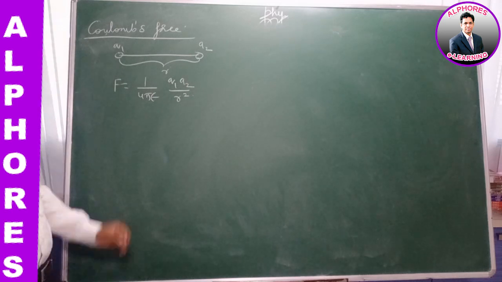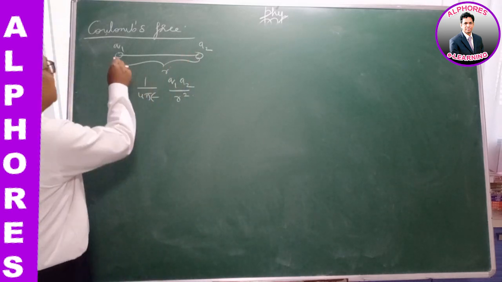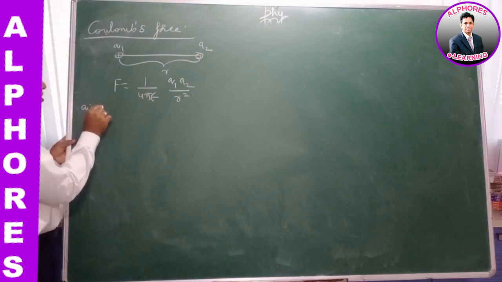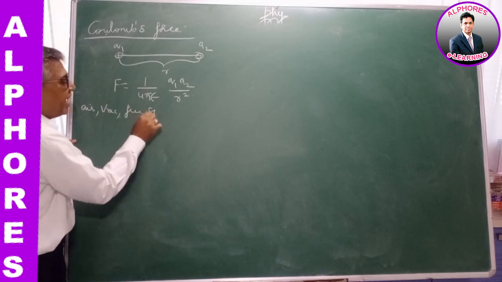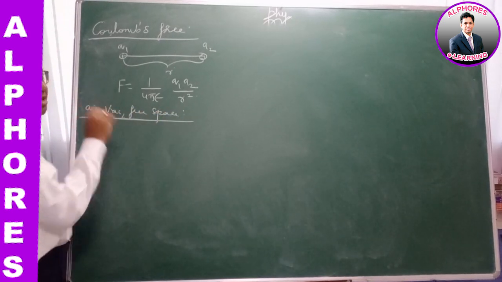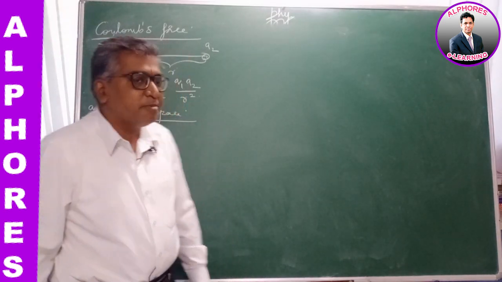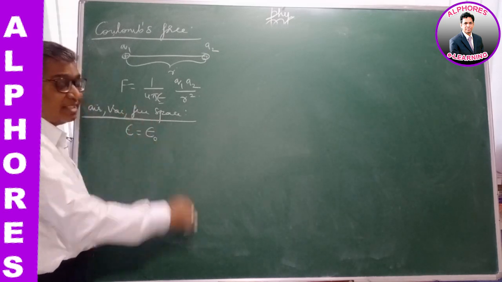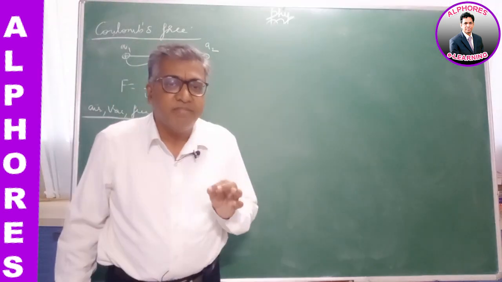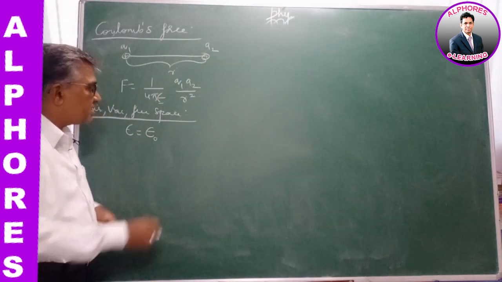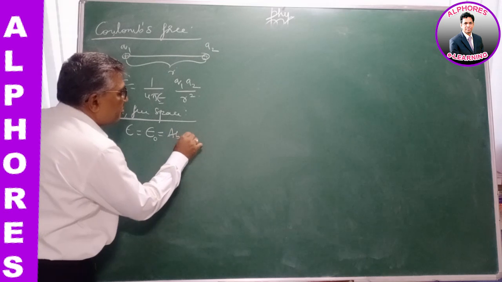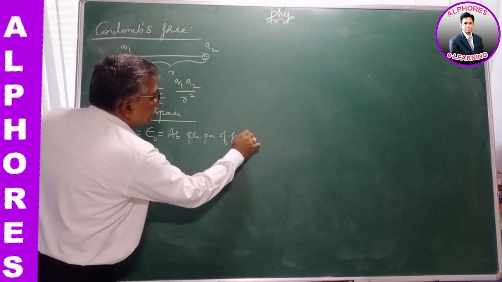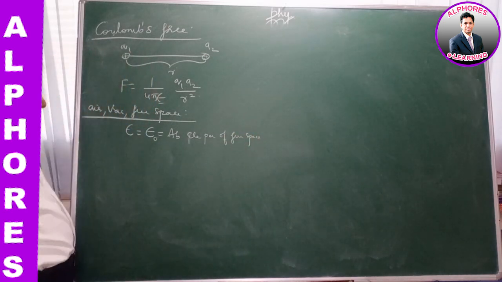This is the force. Now, if these two charges are placed in air, vacuum, or free space, then what would be the formula? In air, vacuum, or free space, this permittivity epsilon is termed as epsilon naught, the absolute electrical permittivity of free space or air and vacuum.